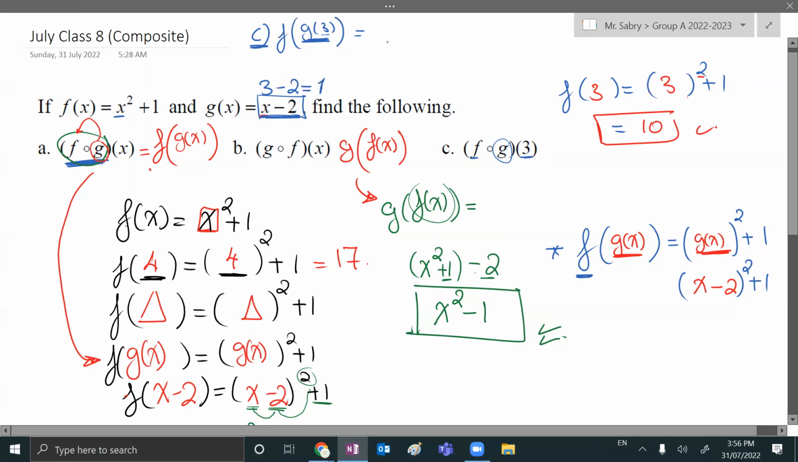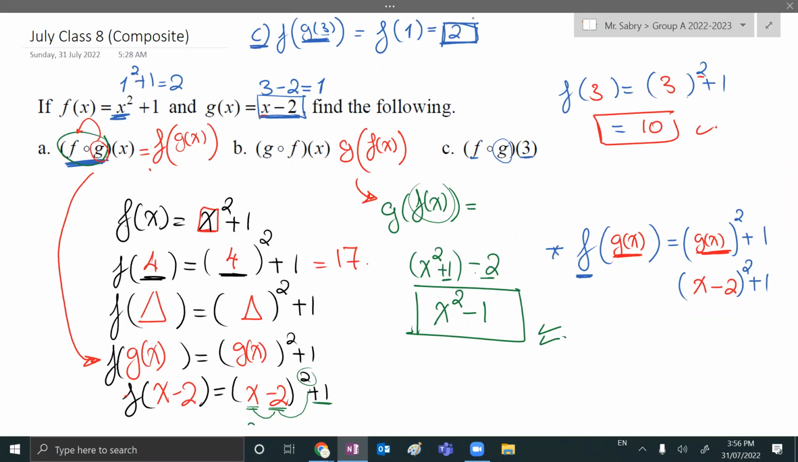يبقى انا دلوقتي كاني عايز اصلا اجيب f of 1. ازاي اجيب f of 1؟ اروح للفانكشن f واشيل الاكس بتاعتها واحط 1. 1 باور 2 plus 1 تديني كام؟ 2. تبقى الانسر اصلا 2. This is like a game. We keep taking one going into the other one. Please ask if you don't understand this.